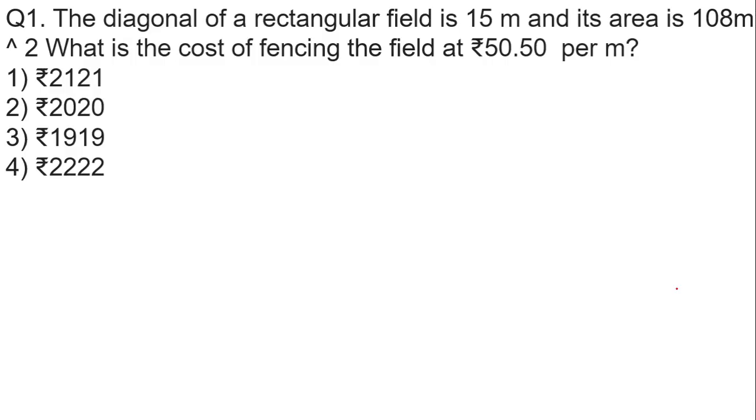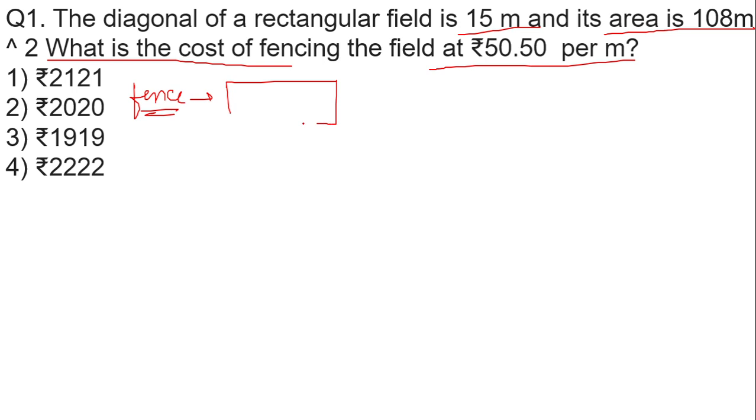The very first question of the lecture is, the diagonal of the rectangular field is 15 meter. They have mentioned the dimensions of the diagonal of a rectangle, and the area of the rectangle is 108 meters square. What is the cost of fencing the field at 50.50 per meter? So the first thing that you have to understand here is we have to actually fence a field. It is a rectangular field. So for fencing the field, whether we have to calculate the area or we have to calculate the perimeter is the first question that should come in your mind.